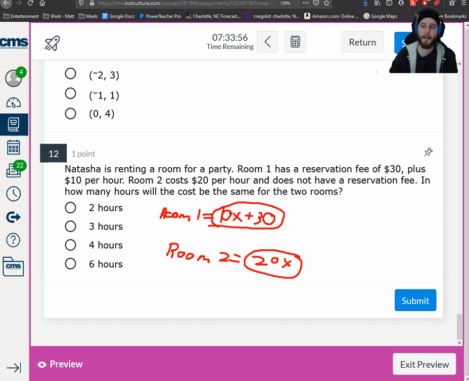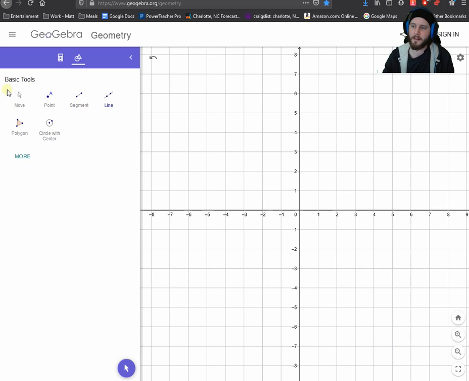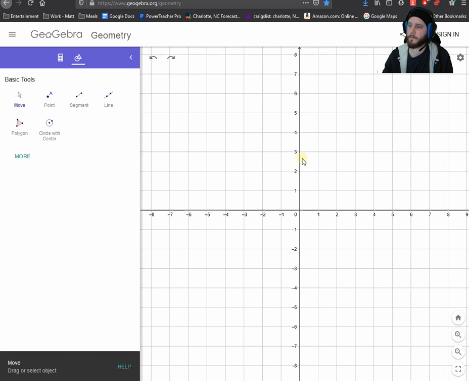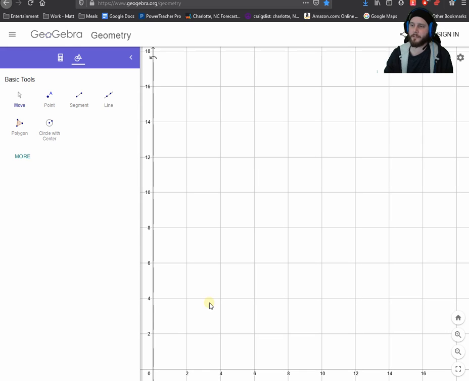And we're trying to compare them using a graph to see when they will eventually cross. Obviously in the positives, because you can't have a negative amount. So when I go into my graph over here, I'm going to be looking to make sure that, whoops, I meant to do move, not that. We want everything to be in the positives. Obviously, you can't rent a room for a negative amount of time.